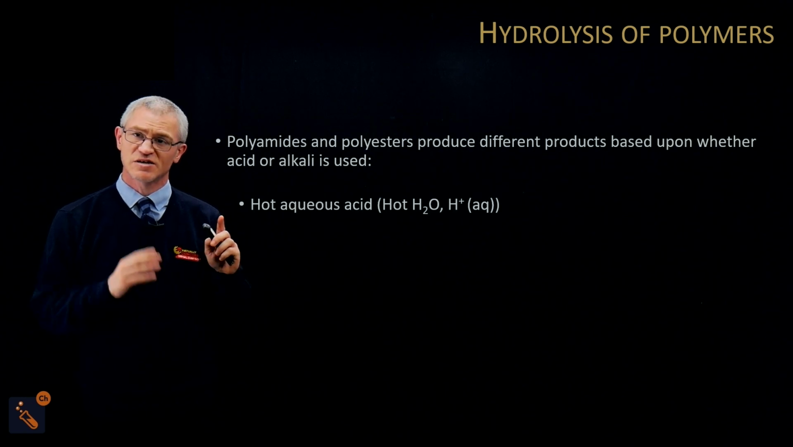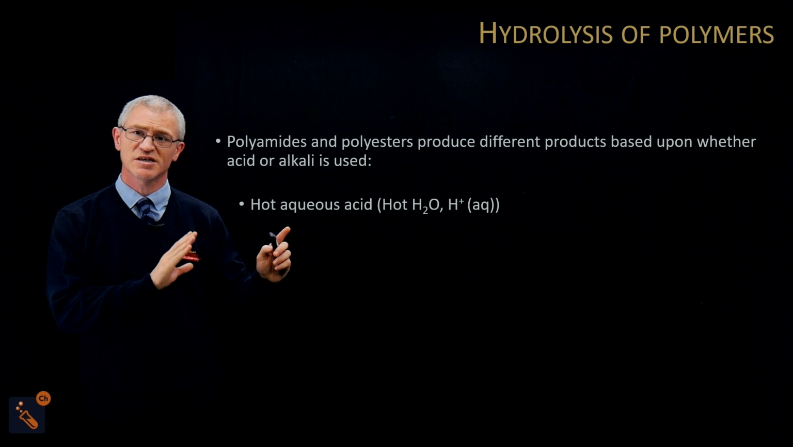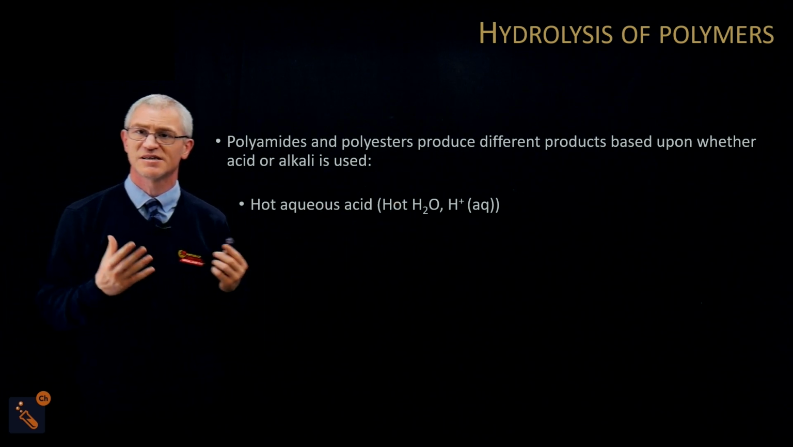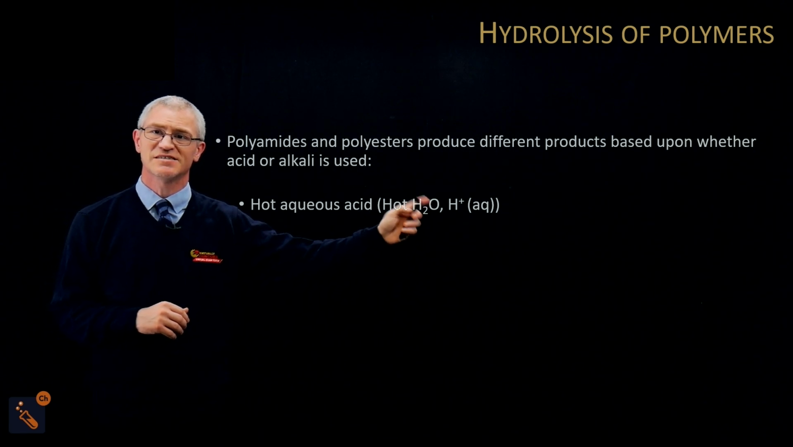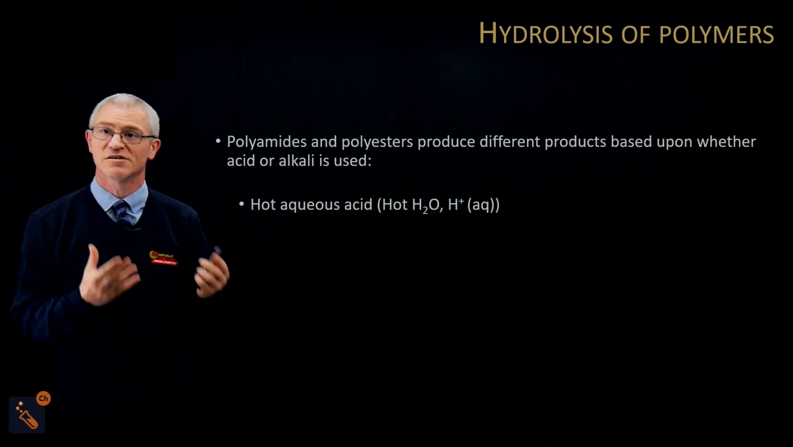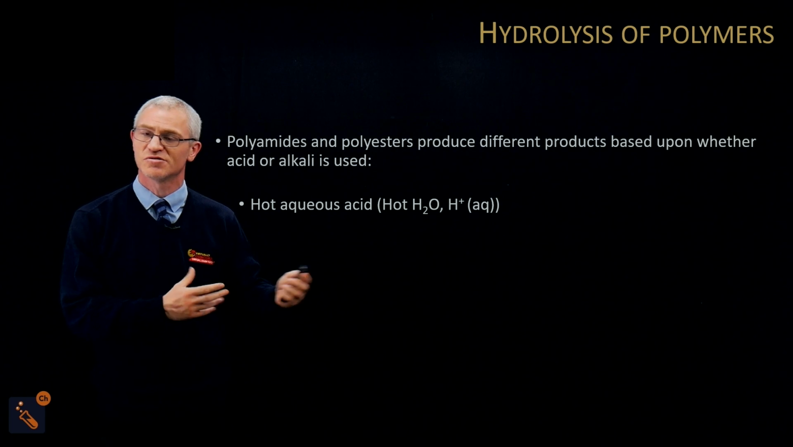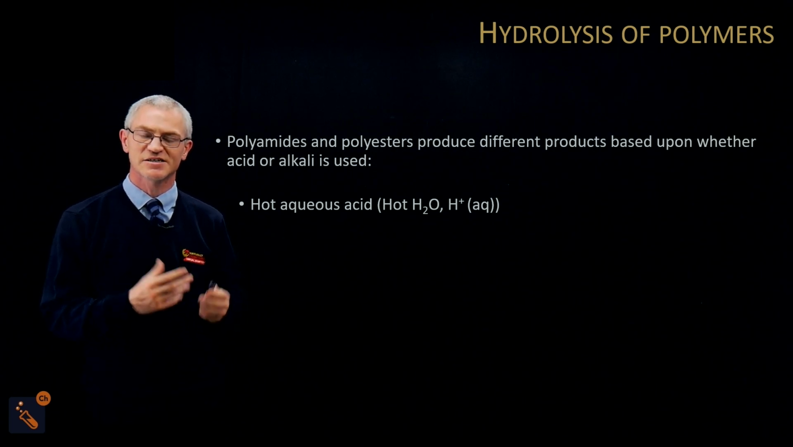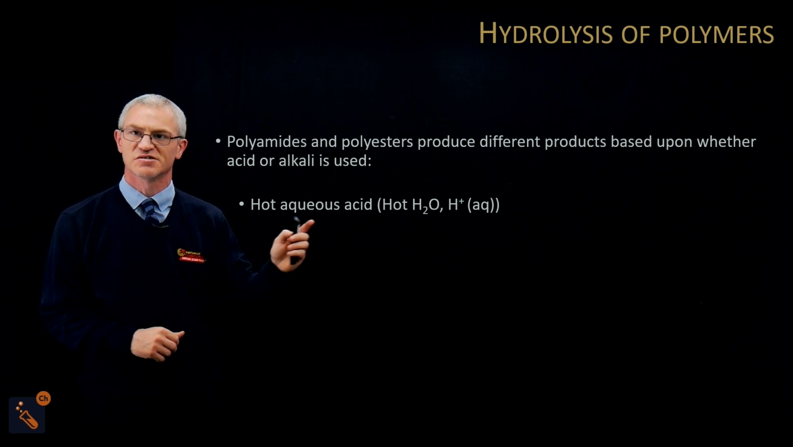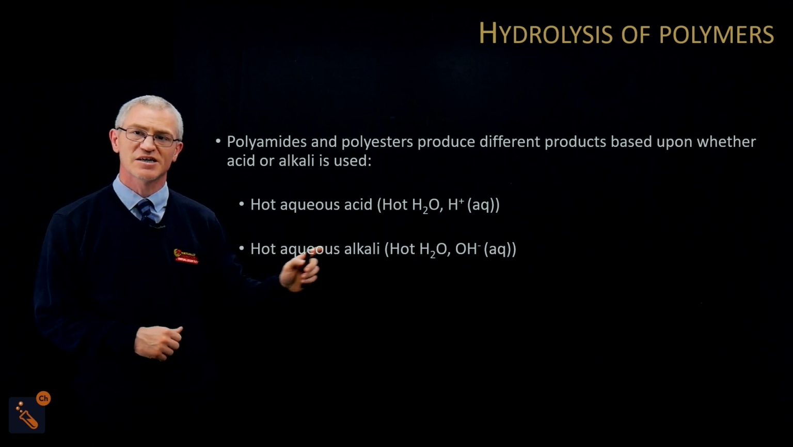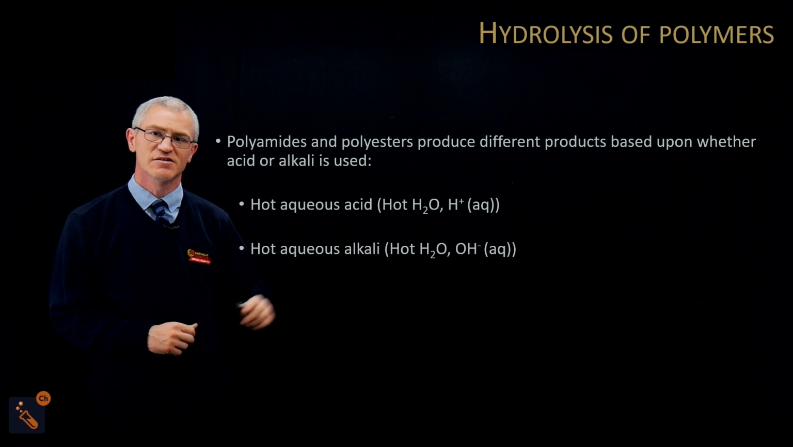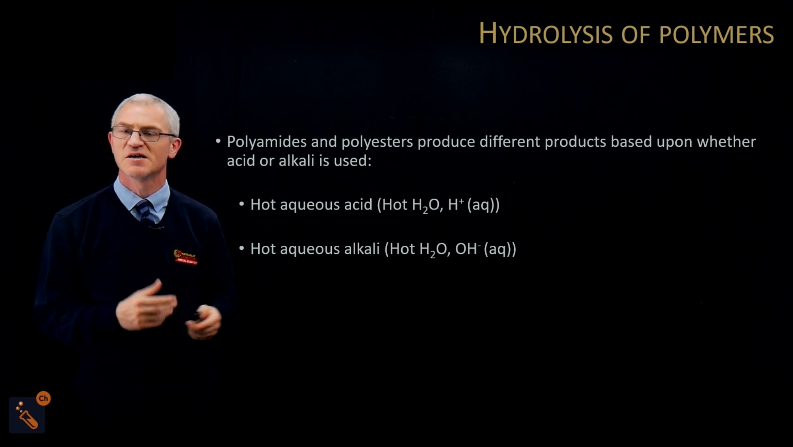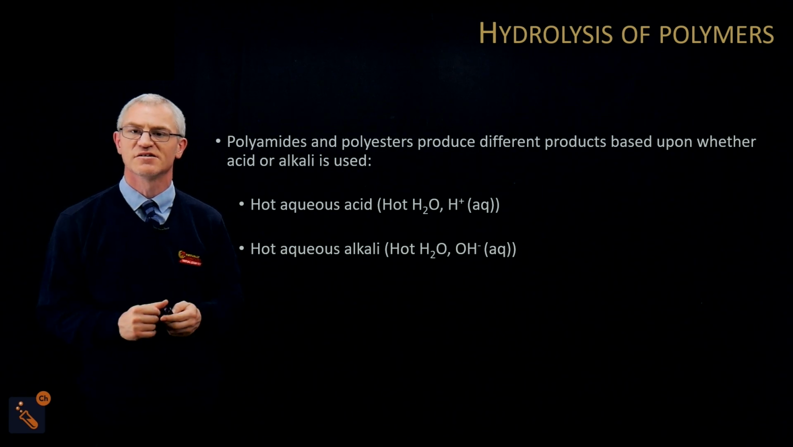Now, it's a key term. You must remember it's hot aqueous acid, which is hot H2O and H+ aqueous. If you see that aqueous in front of it, it says it's dilute acid. Dilute acid has lots of water in it, and this is hydrolysis, so addition of water is normally an indication of hydrolysis. We can also do it with hot aqueous alkali. Again, that's hot H2O, this time with OH- aqueous. And again, lots of water there, hence the hydrolysis.